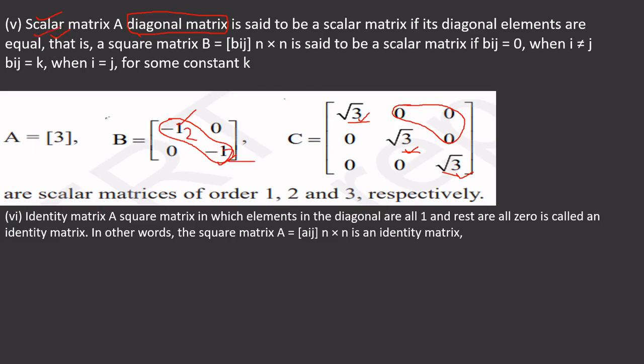Okay. Next we have the identity matrix, which is also represented by I. What is the identity matrix?